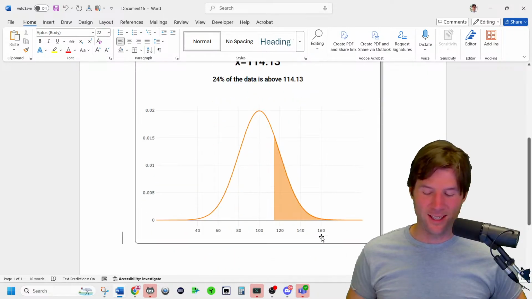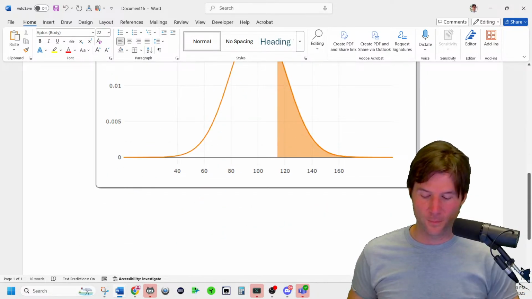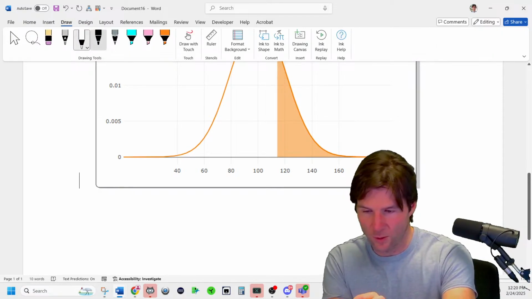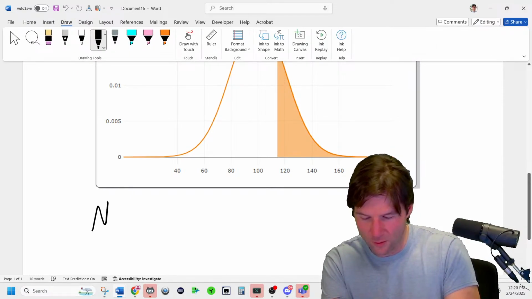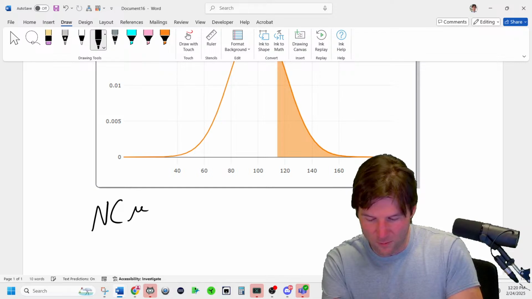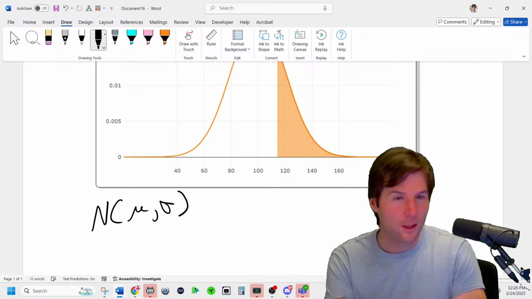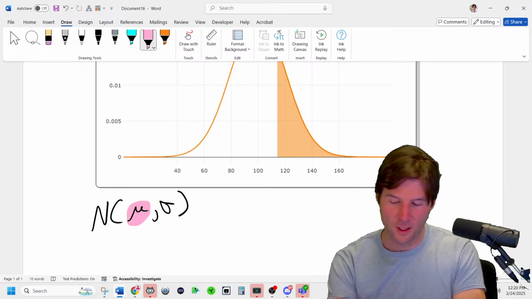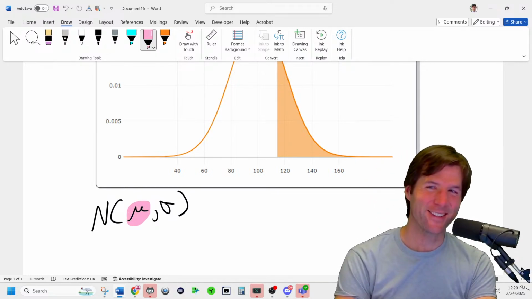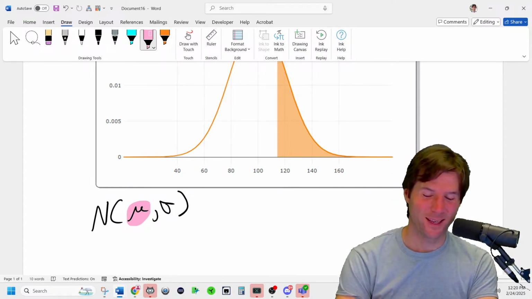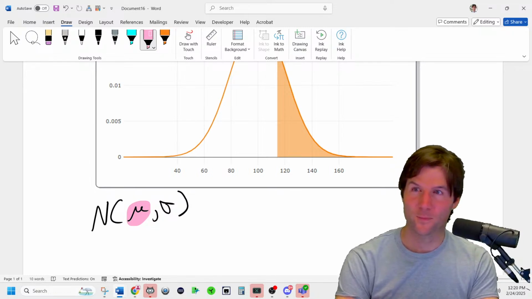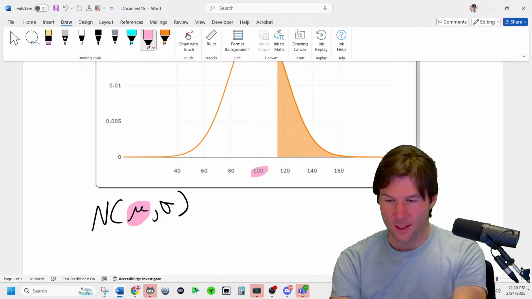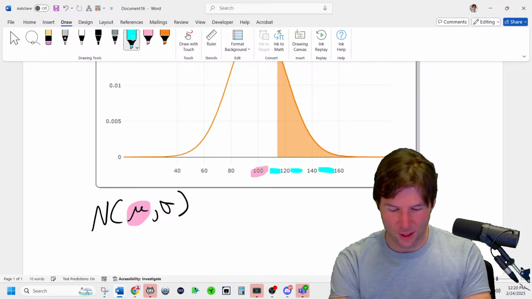IQs are normally distributed with a mean of what and a standard deviation of what? We'll write it out here. IQs are normally distributed. The first number is the mean. The next number is the standard deviation. So IQs have a mean of what? We just see it, the graph is drawn: 100 and a standard deviation of 20.